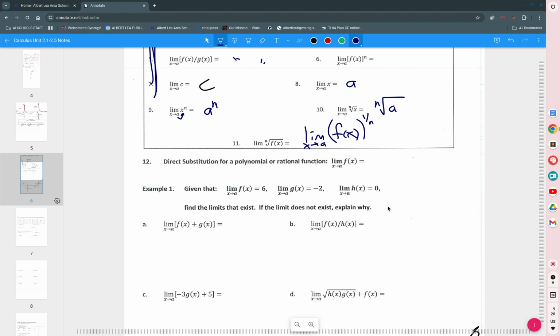So direct substitution for a polynomial or a rational function, the idea is simply this. If you want to be able to evaluate a function in polynomial or rational function situations, you can simply plug in a and you get f of a. Super easy way to identify the limit.